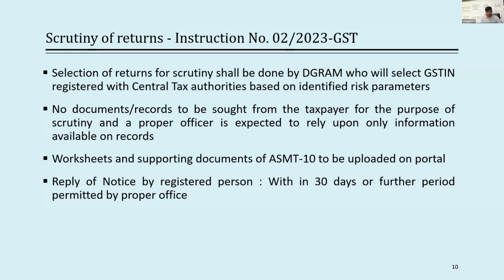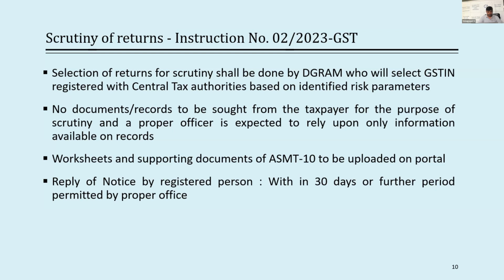If you see, whatever information is available on record, that means available in the portal, the GSTR 1, 3B, etc., whatever you have filed, based on that, if he can identify arithmetically or ratiotically any short payment or anything, then only he can issue ASMT 10. Merely seeking documents, he cannot issue ASMT 10.